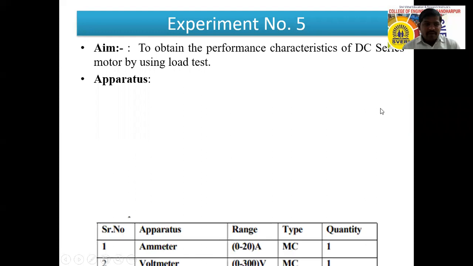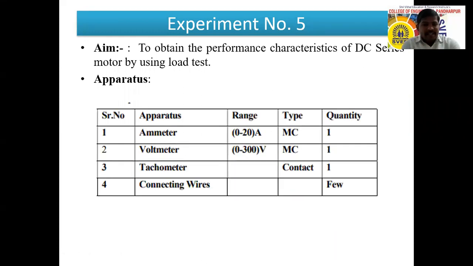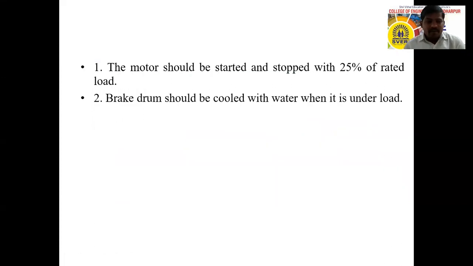The aim is to obtain the performance characteristics of the DC series motor by using a direct load test. The apparatus required for this test: one ammeter, with a range of 0 to 20 ampere or 0 to 10 ampere, according to the rating of the machine. To measure the supply voltage, we require one voltmeter having a range of 0 to 300 volt. To measure the speed of the DC series motor, we require one tachometer. Some connecting wires are also required. So these are the apparatus required to conduct the test.